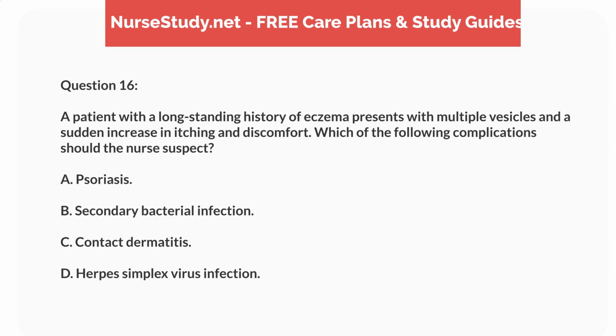Question 16. A patient with a long-standing history of eczema presents with multiple vesicles and a sudden increase in itching and discomfort. Which of the following complications should the nurse suspect? A. Psoriasis. B. Secondary bacterial infection. C. Contact dermatitis. D. Herpes simplex virus infection.